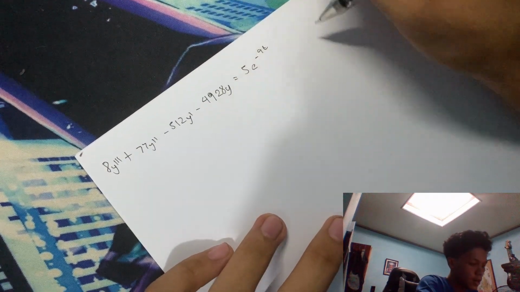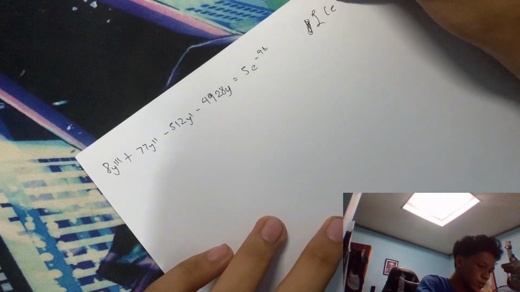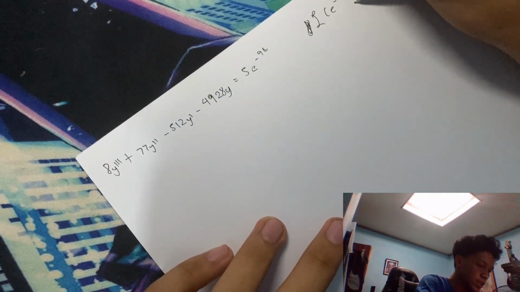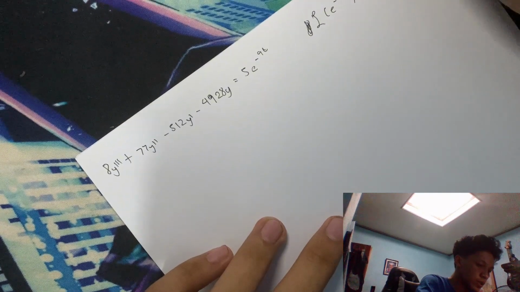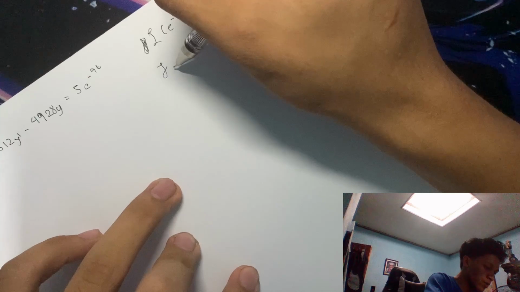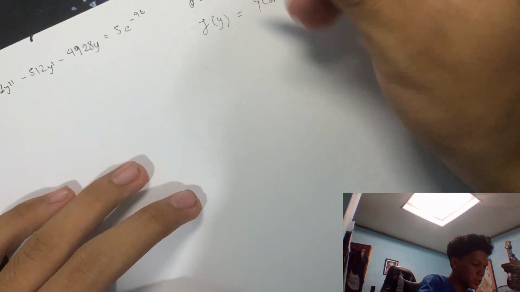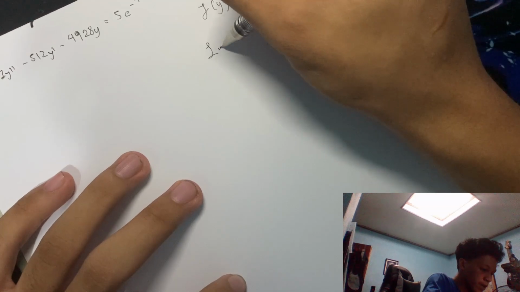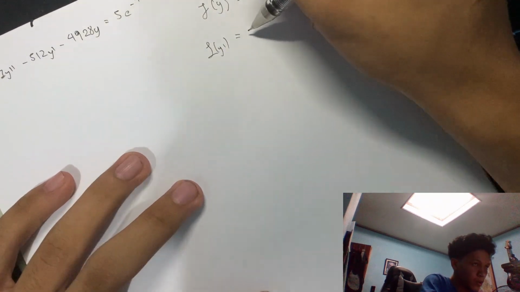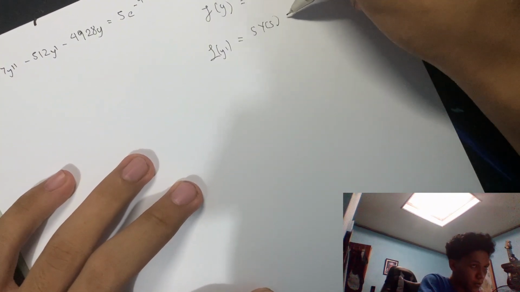Now note that the Laplace of e raised to negative at is equal to 1 over s minus a. And the Laplace of y is equal to Y of s. Now let's proceed to the Laplace of y prime. So the Laplace of y prime is equal to sY of s minus y of 0.